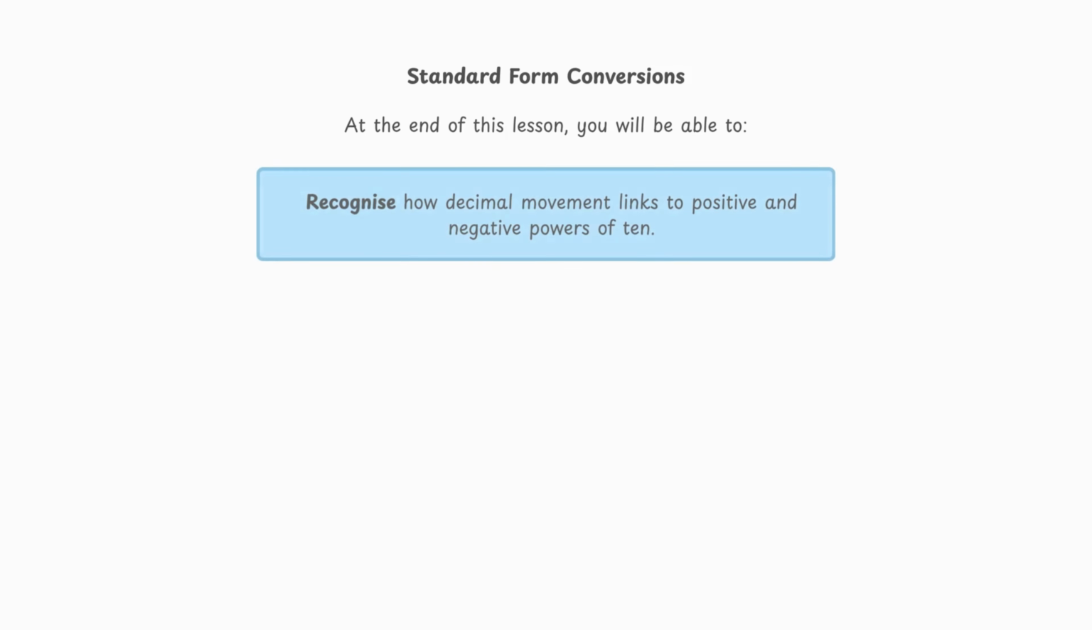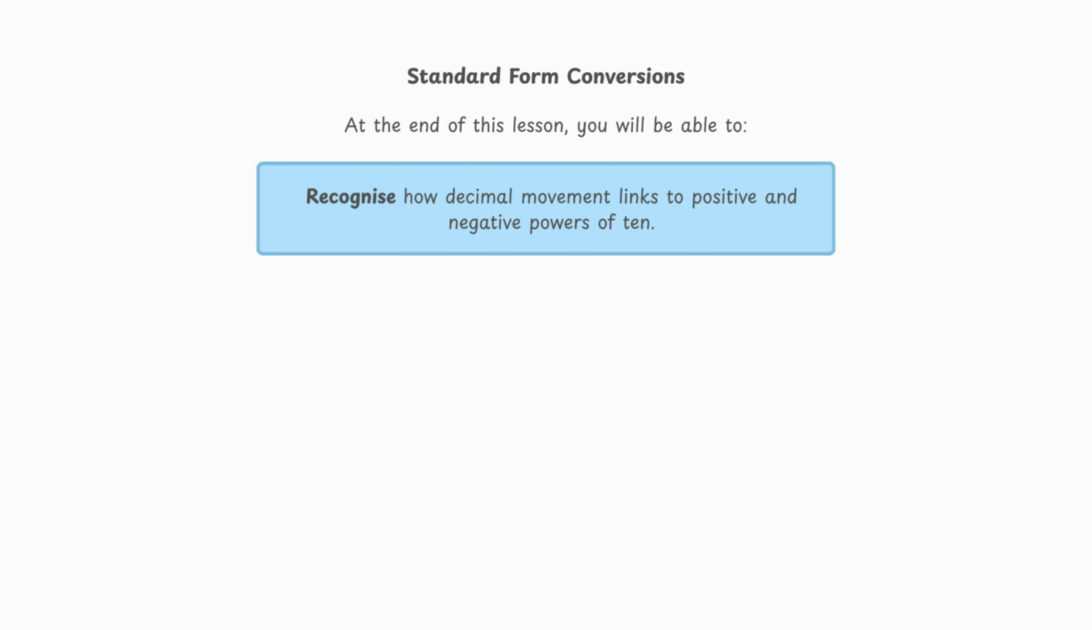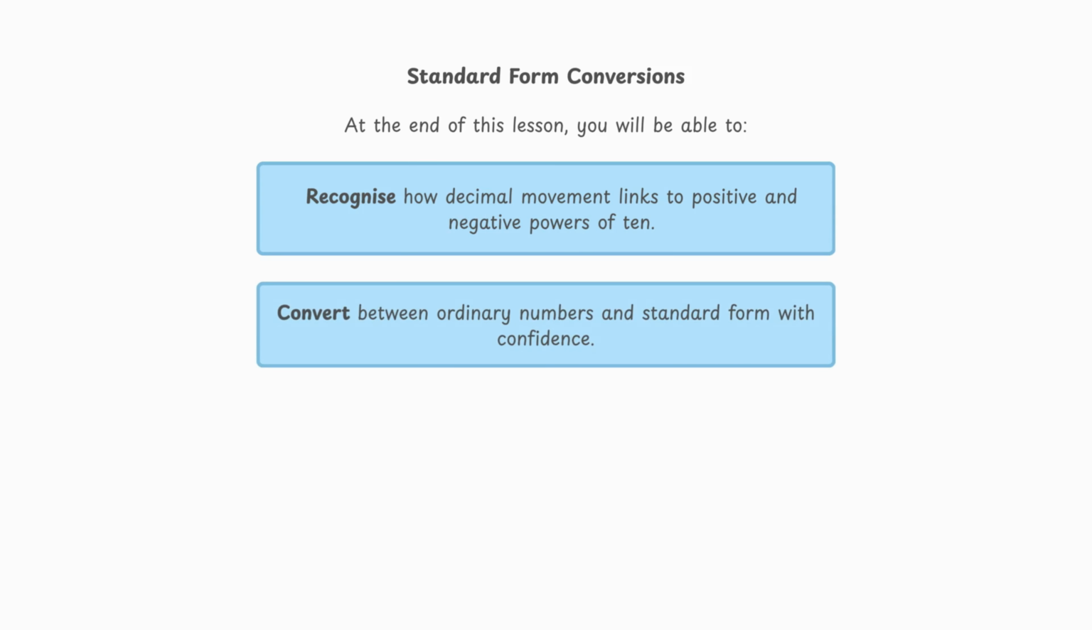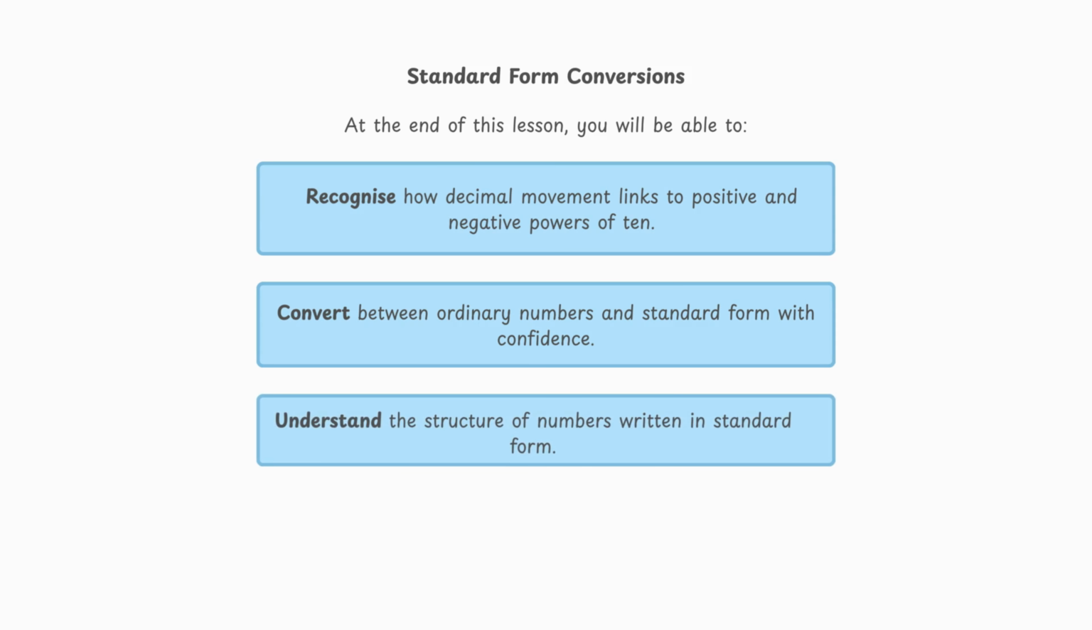Hello and welcome to this lesson on standard form conversions. By the time you finish this video, you will be able to recognize how decimal movement links to positive and negative powers of 10, convert between ordinary numbers and standard form with confidence, understand the structure of numbers written in standard form. Let's get started.